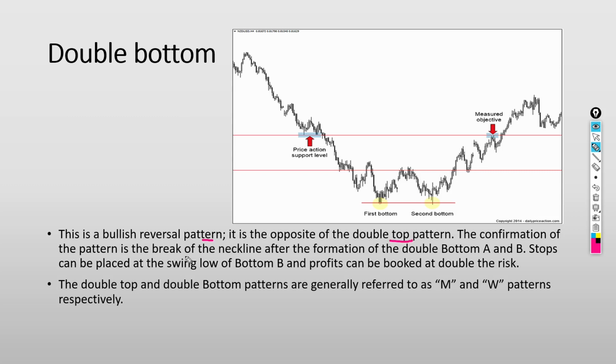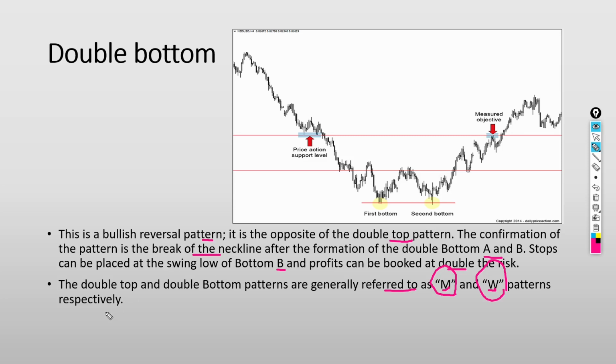The confirmation of the pattern is after the break of the neckline, after formation of the double bottom points A and B. Then stops can be placed at the swing high of the bottom B, and profits can be booked at double the risk. So double top and double bottom patterns are generally referred to as M, in some literature, and then W, whereby M is double top, then W is double bottom.